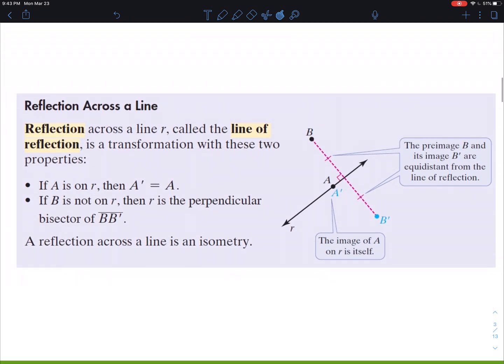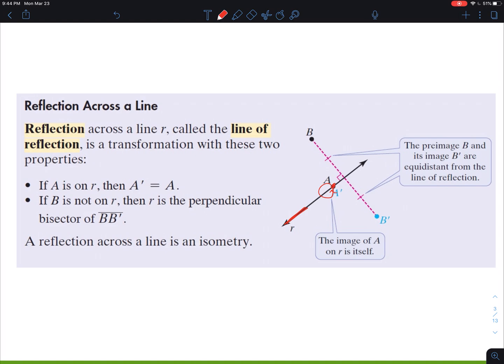So a reflection across a line, take for example this point here, what we have is a reflection across a line R called the line of reflection, is a transformation with these two properties. Okay, let's look at them. If A is on R, so here's line R and here's point A, it's clear to see that A is going to be reflected onto itself. It's just going to kind of rotate like that, if you will, but it's reflecting. Okay, we'll talk about rotations later.